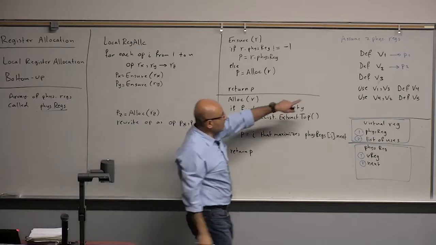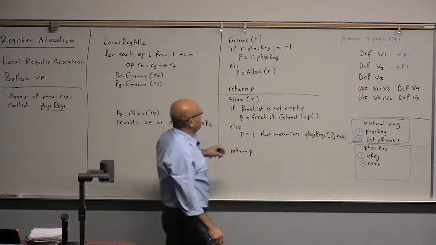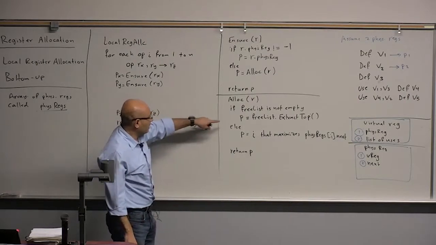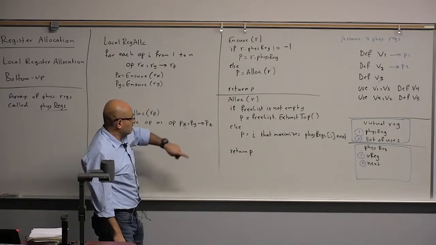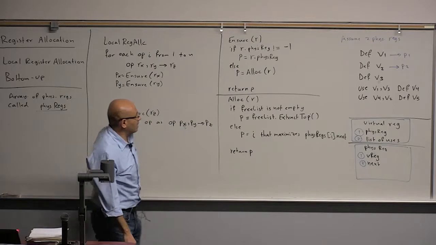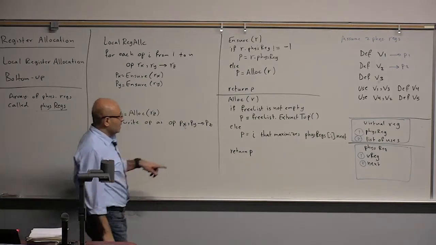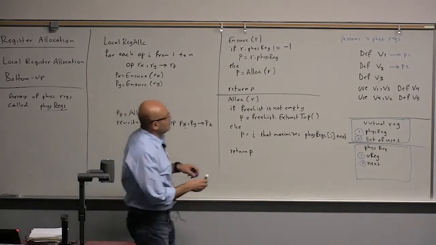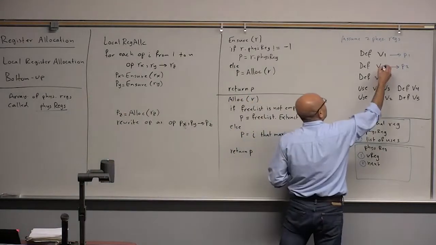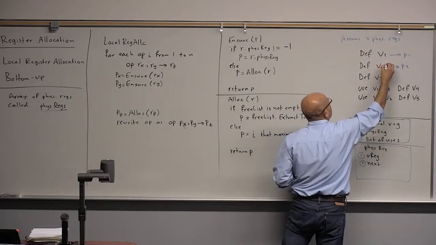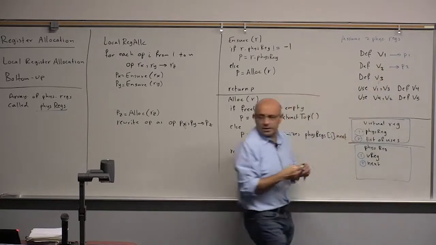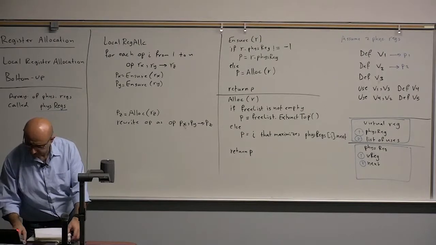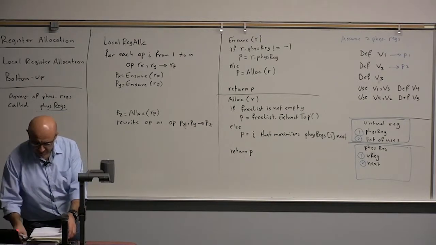Now when we define V3, we will call alloc for the third time. It will not find something in the free list. So it will get the I that maximizes the physical register dot next. Last time, this one had a next of 5, I guess, and the other one had a next of 4. So a 5 and a 4.